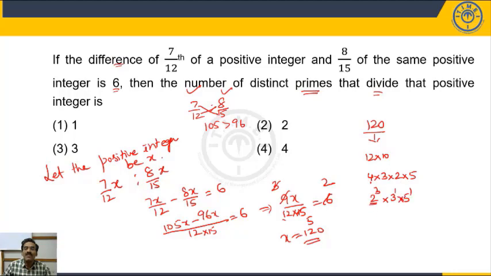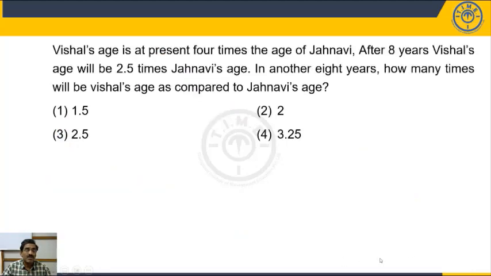So if you are observing, 2 is one prime number dividing that, 3 is one more prime number dividing that, and 5 is the last prime number dividing that. So how many prime numbers are dividing that number? 3 distinct primes are dividing that. So this is one of the questions that we had in the ICET examination in the recent past. So let's focus on the next one.